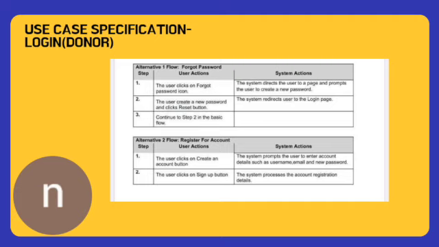For alternative 2 flow, register for account, the user clicks on the create an account button. The system prompts the user to enter account details such as username, email, and new password. After that, the user clicks the sign up button, and the system processes the account registration details. It will continue to step 2 in the basic flow. Basically, these two alternatives are optional for the user, in case the user forgot the password or has not signed up for an account before.